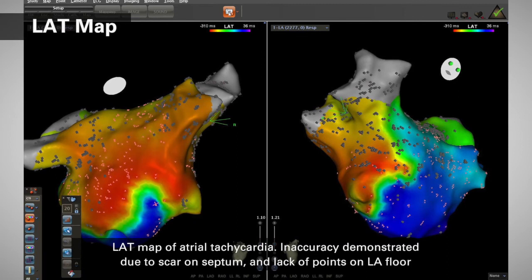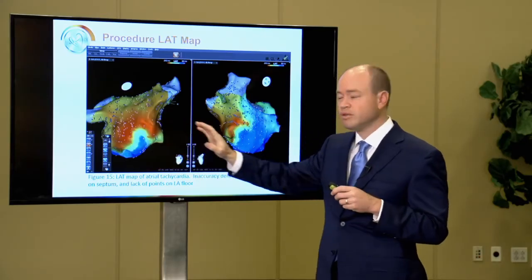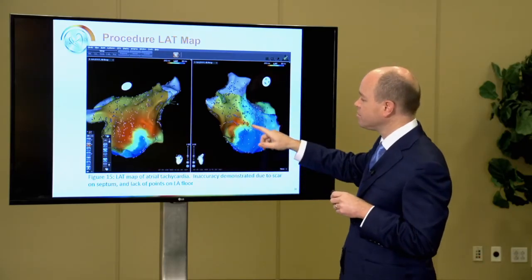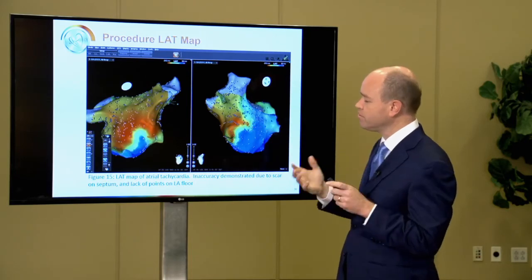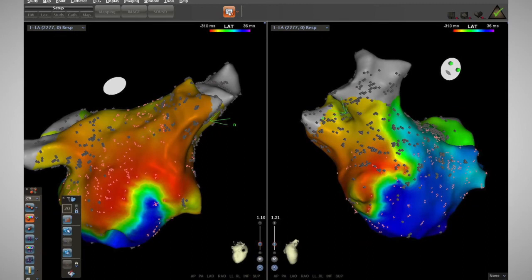The reasoning behind some of the difficulties with LAT is that the interpolation here is occurring inferiorly because there's a band of no points being demonstrated, and across the septum there are scar points which are being inaccurately interpolated. So these are common scenarios with mapping, we never have perfect maps with every site covered.